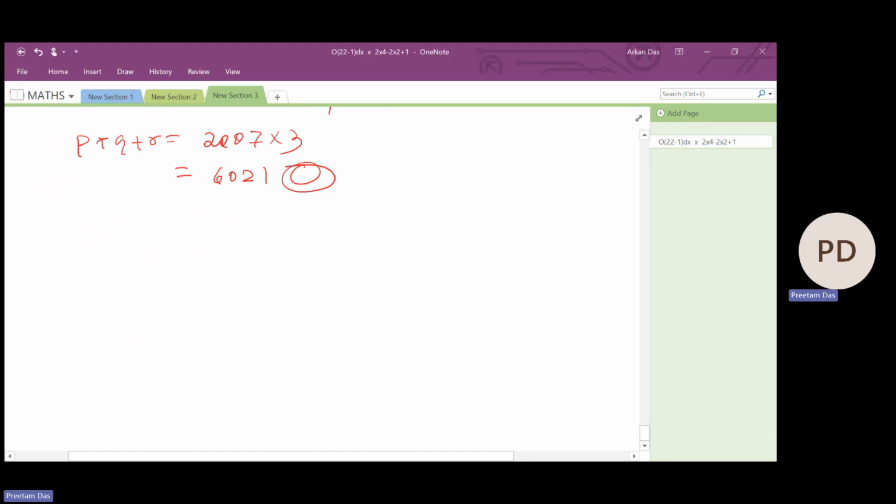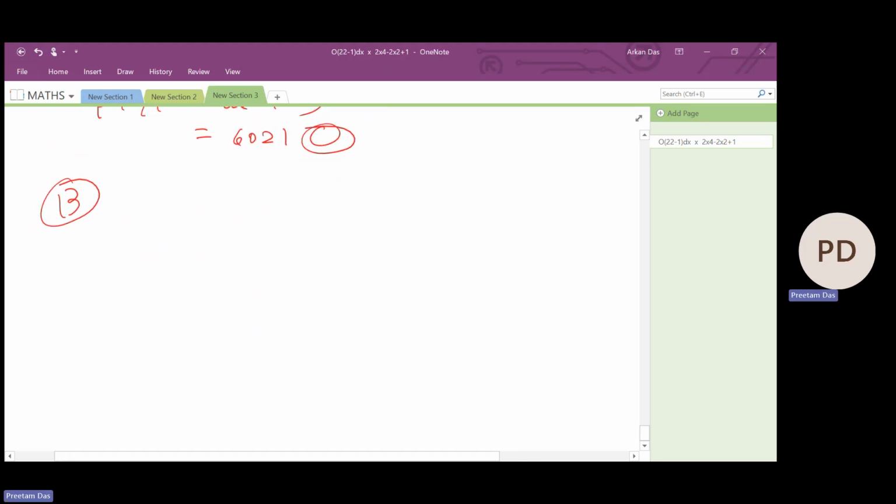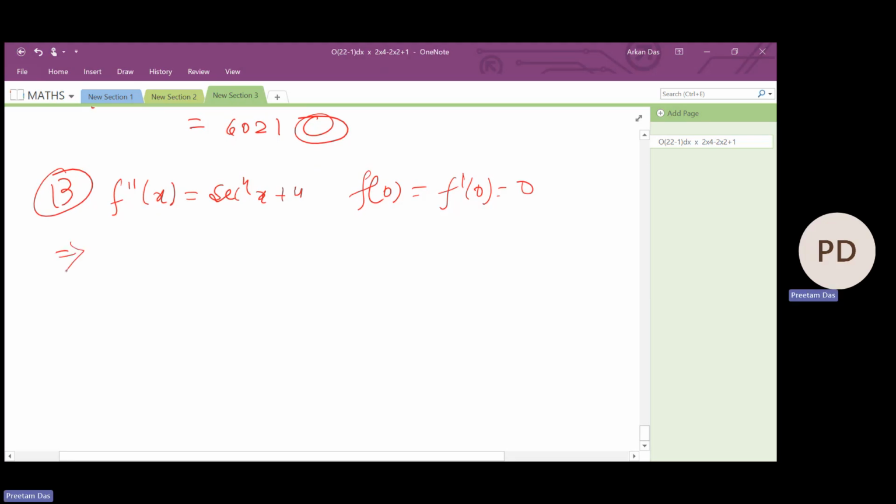Let us go to 13. In the 13, they have given you kind of a differential equation, but not exactly. You have to solve using a differential equation. And there is a side condition given, f0 equal to f dash 0 equal to 0. So clearly we have to integrate both sides. F double dash, let us consider as y for now. So 1 plus tan square x, sec square x plus 4.